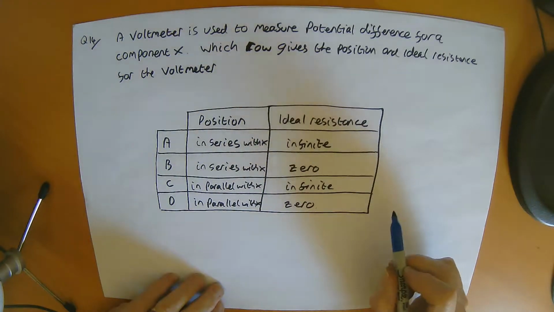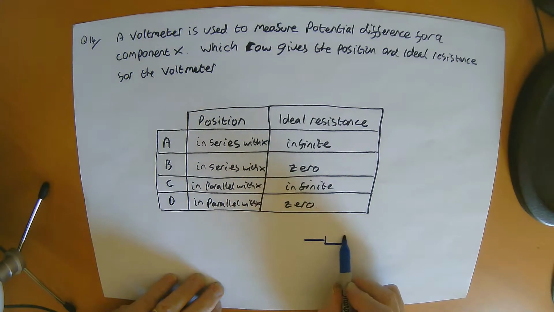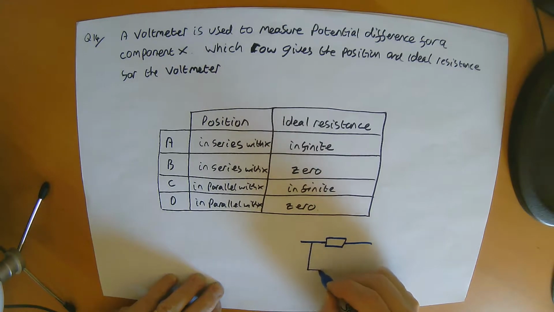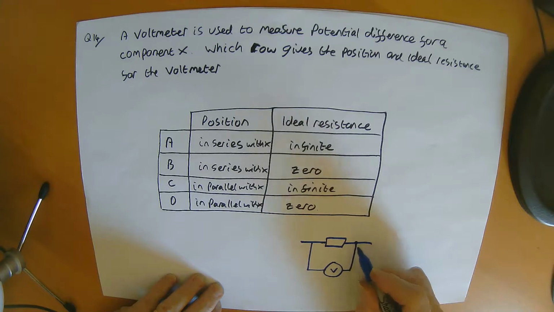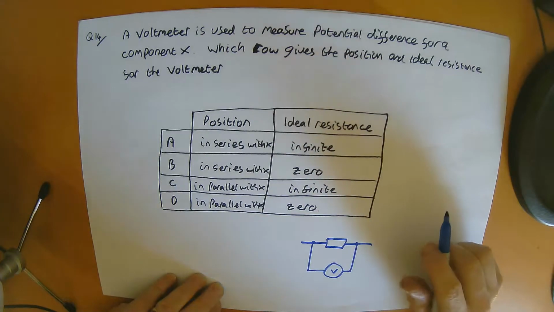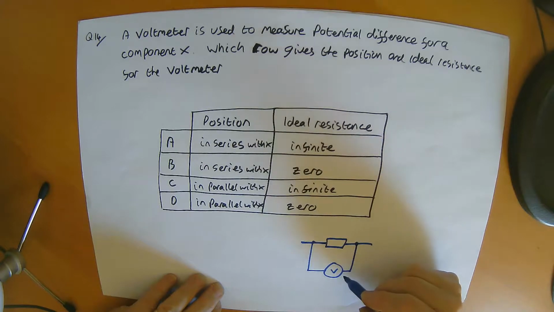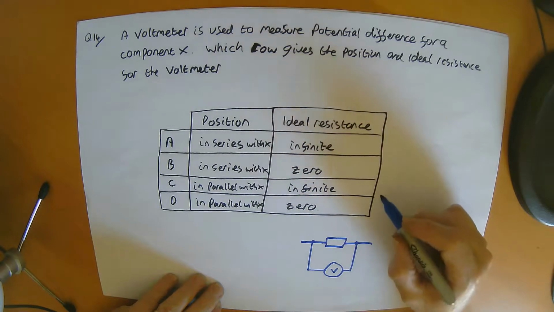So if you have a component, let's say for instance a resistor, and you need to measure the potential difference across it, you need to connect to both ends of the resistor in order for you to be able to detect the difference in potential. This means that if you have a resistor which has a finite resistance, then the only way to stop some of the current going through the voltmeter is for the voltmeter ideally to have an infinite resistance. And so the answer is C.